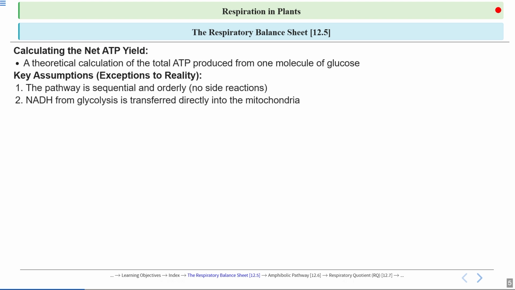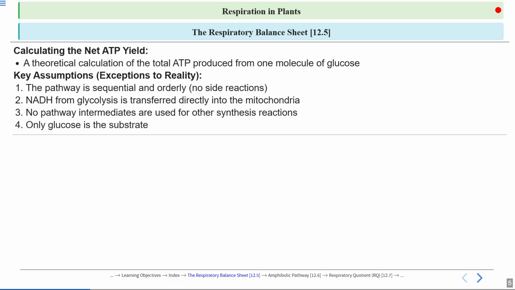The second assumption is that NADH from glycolysis is transferred directly into the mitochondria. However, in reality, this transfer can be less efficient, affecting the total ATP yield. Our third assumption is that no pathway intermediates are used for other synthesis reactions. In a living cell, however, intermediates might be diverted for other purposes, which may impact the energy production.